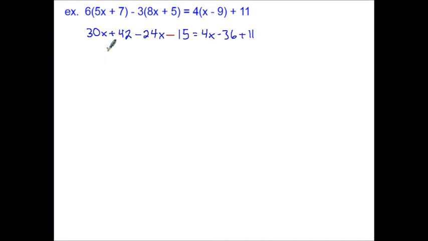And again, I have a mess here, so just to clean it up, I combine my like terms. 30x minus 24x is a 6x, and then 42 minus 15 is about 27. Over here I've got a negative 36 and a positive 11. Those will get together and give me something like a negative 25. And then from there I do basically what I did in the last one. I'll subtract the 4x from both sides and get a 2x, and if you permit me to do so, I'm going to subtract the 27 from both sides, giving us a negative 52. And finally, dividing by 2, I'll get a negative 26.